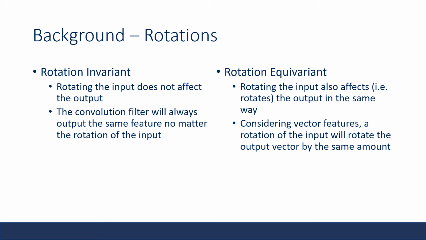One, which is the rotation invariant stream, has convolutions in which rotating the input does not affect the output. The second, which is the rotation equivariant stream, has convolutions in which rotating the input, which we can imagine as a vector feature, also rotates the output, which is also a vector feature, in the same way.